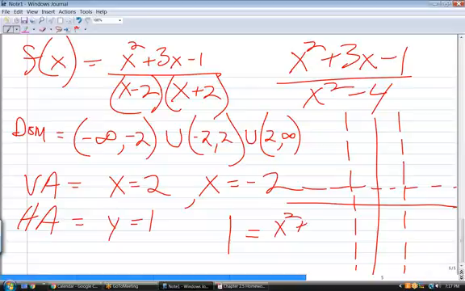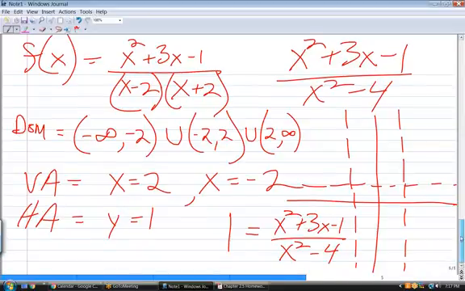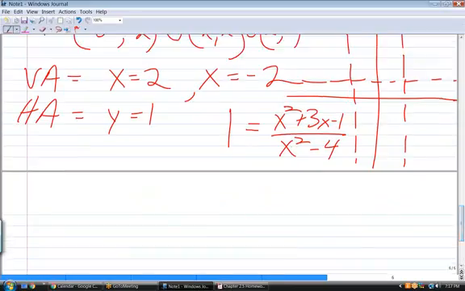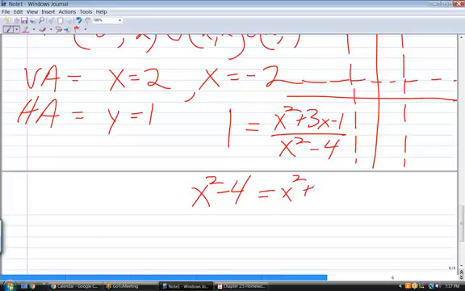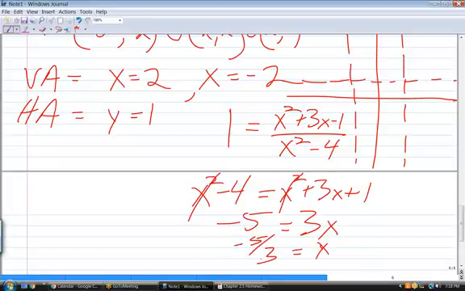In other words, can I solve this equation? If I can, it can be that. If I can't, it can't be that. Well, I can solve that equation. Multiply both sides by x squared minus 4. Now that's equal to x squared plus 3x plus 1. The x squareds go away. I've got 3x equal minus 5. So I'm saying that when x is at minus 5/3, which is about there, it's crossing that horizontal asymptote.